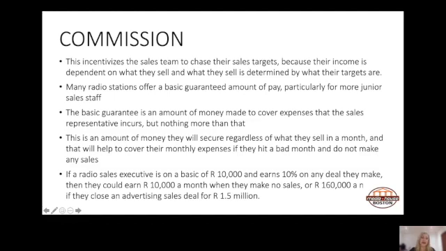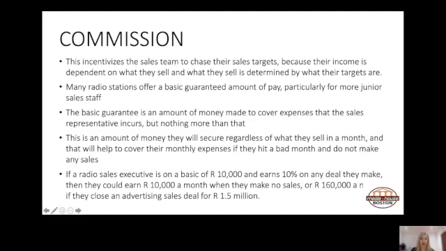So if a radio sales executive is on a basic of 10,000 Rand a month and he earns 10% on any deals that he or she makes, then they could earn 10,000 Rand a month when they make no sales. Okay, so like I said, maybe it'll cover your rent. Or they can make up to 160,000 Rand or even higher. It depends on how much they bring in the month. If they close an advertising sales deal for 1.5 million Rand.